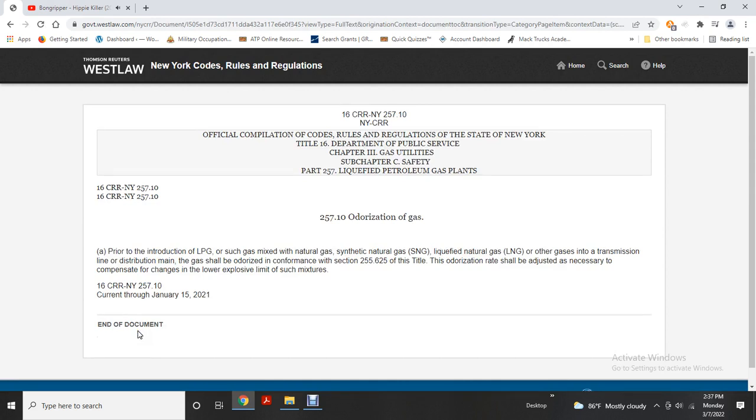257.10 Odorization of gas. Prior to introducing liquid petroleum gas, or such gas mixed with natural gas, synthetic natural gas, liquid natural gas, or other gas in a transmission line or distribution main, gas shall be odorized in conformance with 255.625 of the title. The odorization rate should be adjusted as necessary to compensate for the changes in the lower explosive limits of such mixtures.